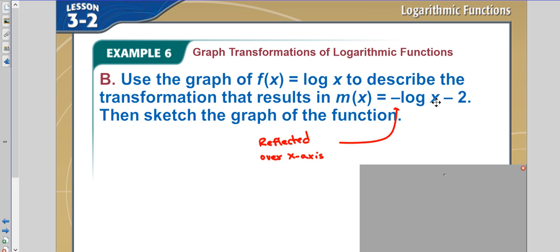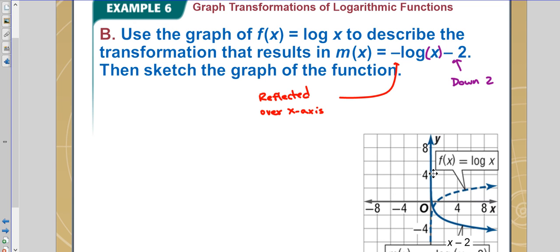I know it looks like it's inside, but it's not inside the parentheses. So I'm going to put a parenthesis here. Since it's not in parentheses, this is on the outside. So this would be down 2. So it should be reflected and down 2. Here's the original. This has been reflected, and it's gone down 2 units. So instead of hitting at (1, 0), it now hits at (1, -2), because it went down 2 units and it has been reflected. So we're right on there.